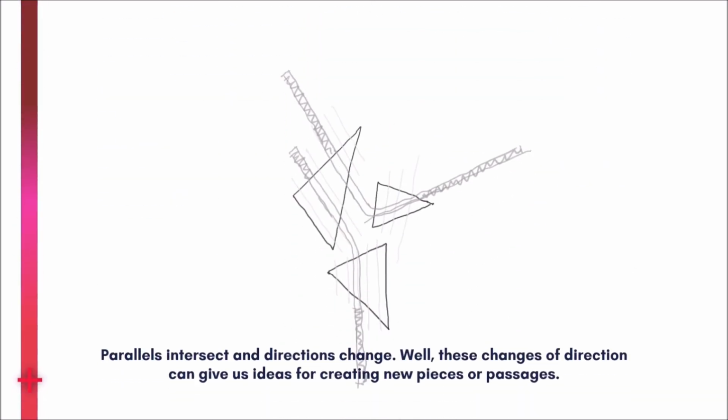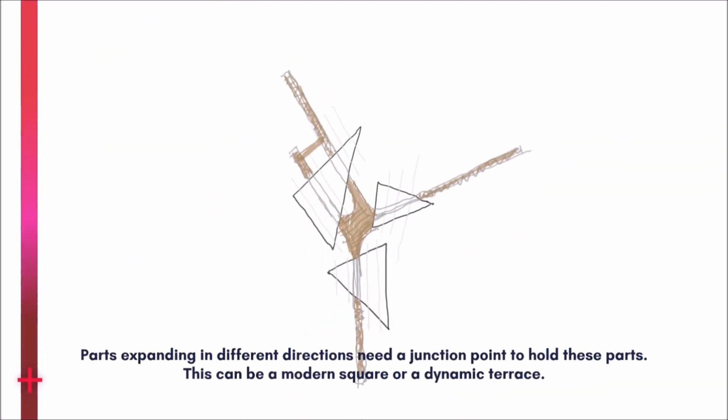Parallels intersect and directions change. Well, these changes of direction can give us ideas for creating new pieces or passages. Parts expanding in different directions need a junction point to hold these parts. This can be a modern square or a dynamic terrace.